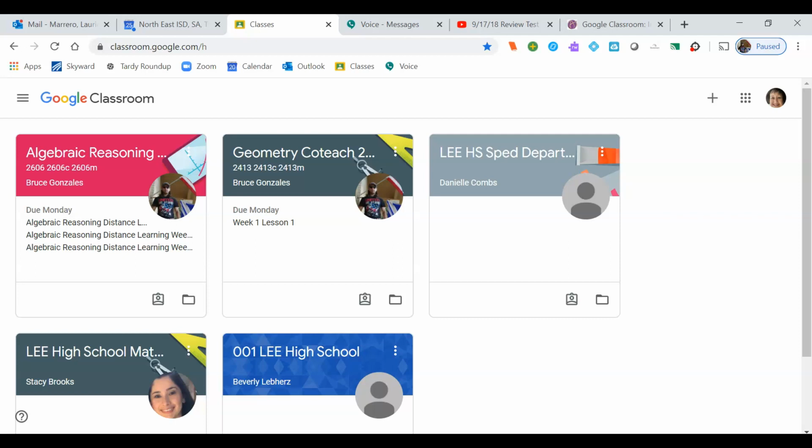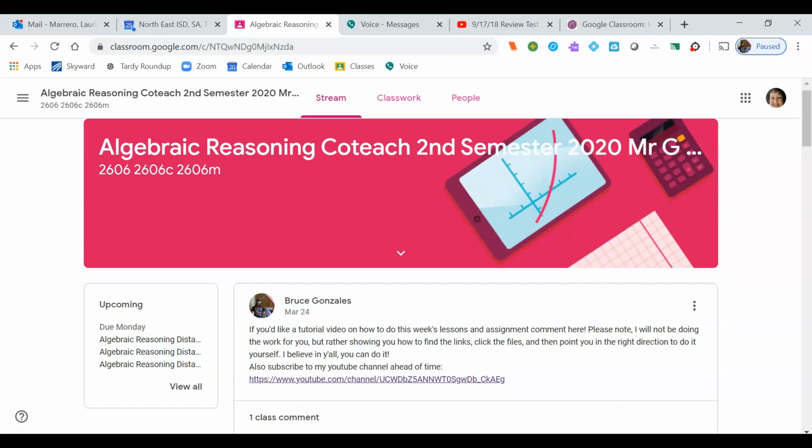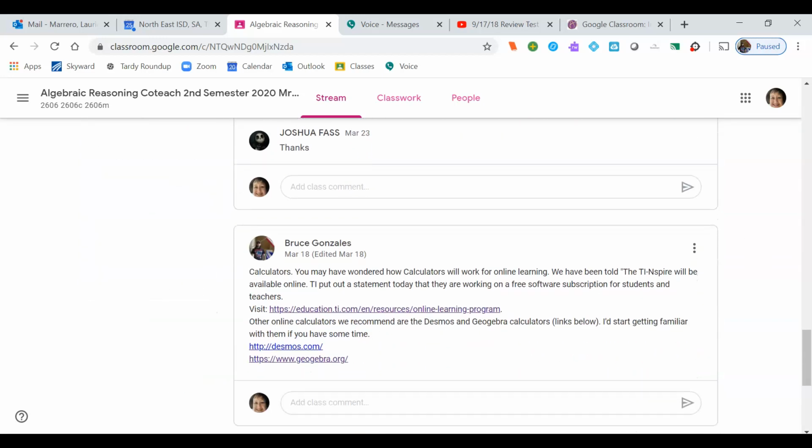So we're talking about algebraic reasoning right now. For me, I see algebraic reasoning, Mr. G's class. I'm going to click that. And you should see algebraic reasoning, code sheet, second semester of 2020, Mr. G. So let's scroll all the way to the bottom here.